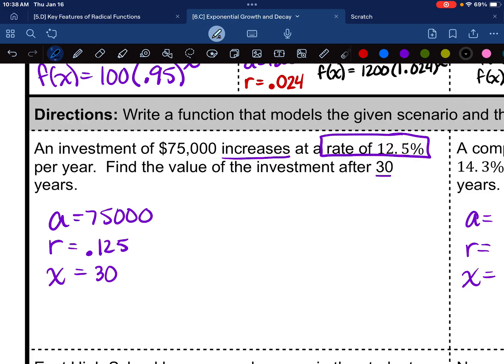So when I do this, the equation that I'm writing is I'm putting 75,000 in the a position. And I'm growing at a rate here, so I'm adding the 12.5% per year. So this is the equation I'm going to use. And now I'm plugging the 30 into the equation.